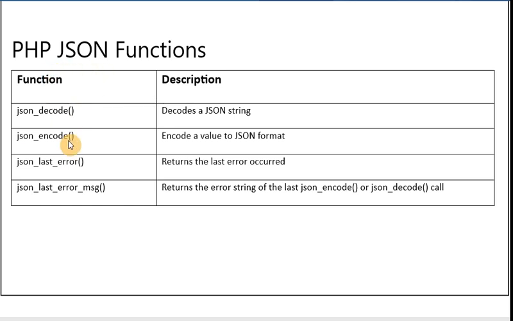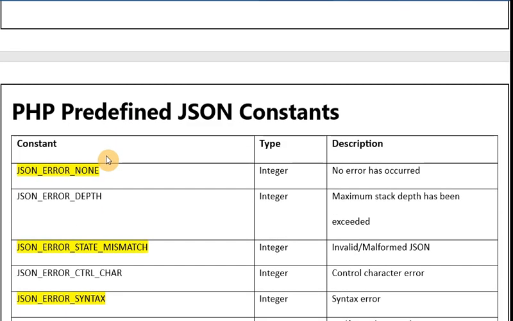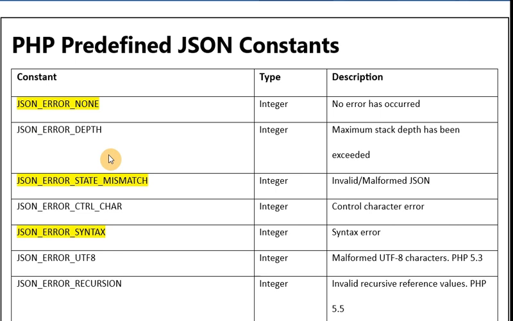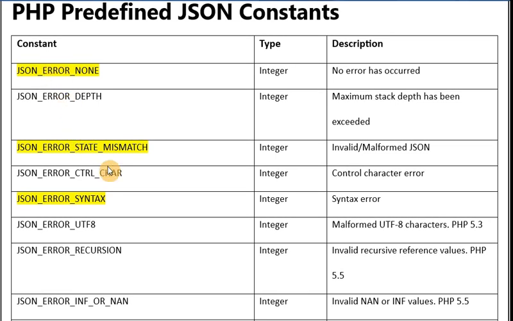So guys, apart from these important functions, there are a few predefined PHP JSON constants. I have highlighted a few of them which are frequently used, like JSON error none. It means there is no error, and all of these return the integer type. And JSON error state mismatch. It means what if the format is not in a proper way. It will give you invalid or malformed JSON. Another is JSON error syntax, which is basically used when we are trying to detect what error is in this particular JSON format. So these are the predefined PHP JSON constants.